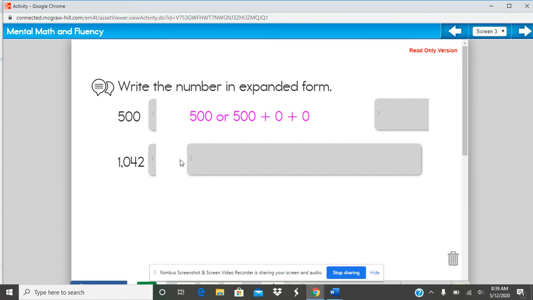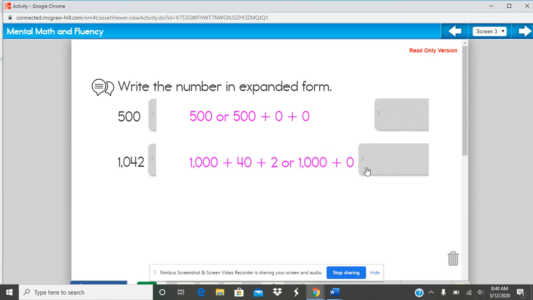And our last one, I knew it was going to be 1,000, so just like we did for tens, hundreds, now we're going to throw thousands in there. 1,042. Two ways to write this one as well. Give yourself some time, pause the video, write it down, come back to me when you're ready. Your expanded form would be 1,000 plus 40 plus 2, or to hold that hundreds place, 1,000 plus 0 plus 40 plus 2. Excellent.